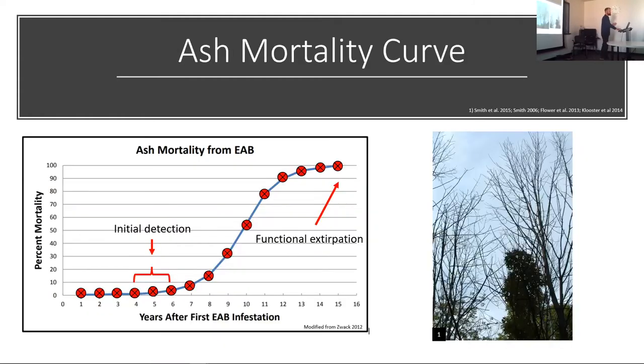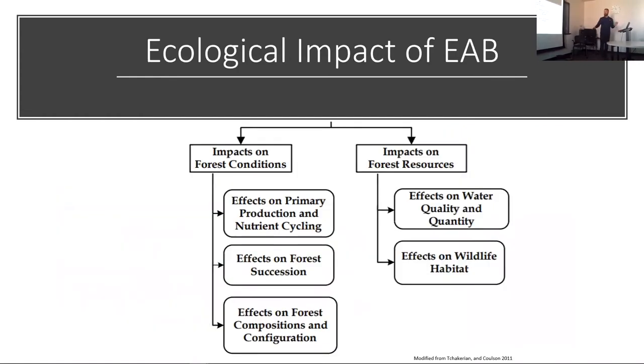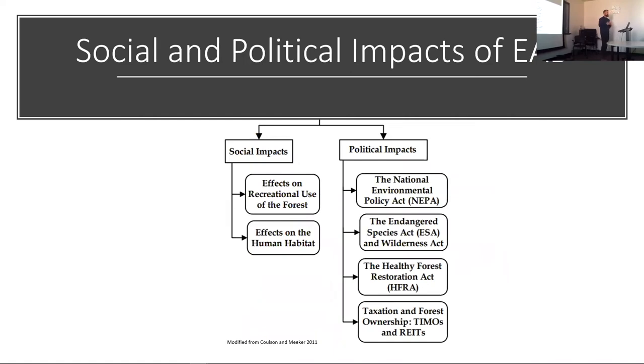So here are some of the other impacts, right? You have just the basic effects on primary production, nutrient cycle, and all that stuff, water quality, and then wildlife diversity and habitat and stuff like this. Then you get some socio-political impacts of something like emerald ash. But this thing is huge. Emerald ash borer is a huge deal. It's just really slow and people kind of forget about it. We need to keep pressure on it. These are all basically things that are impacted by emerald ash borer.